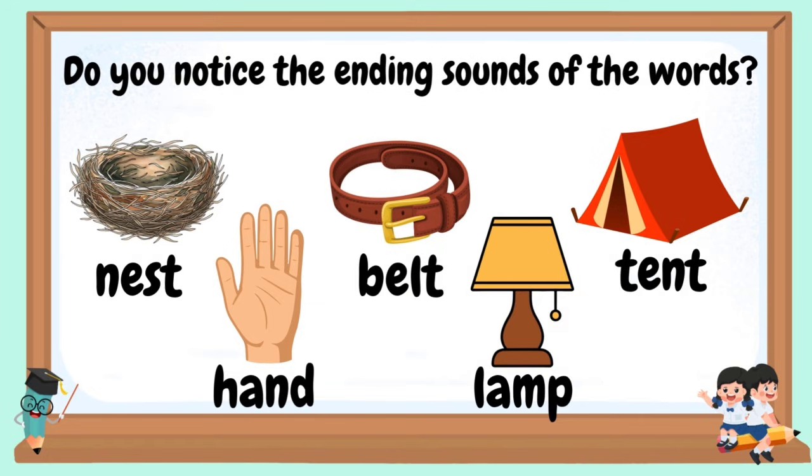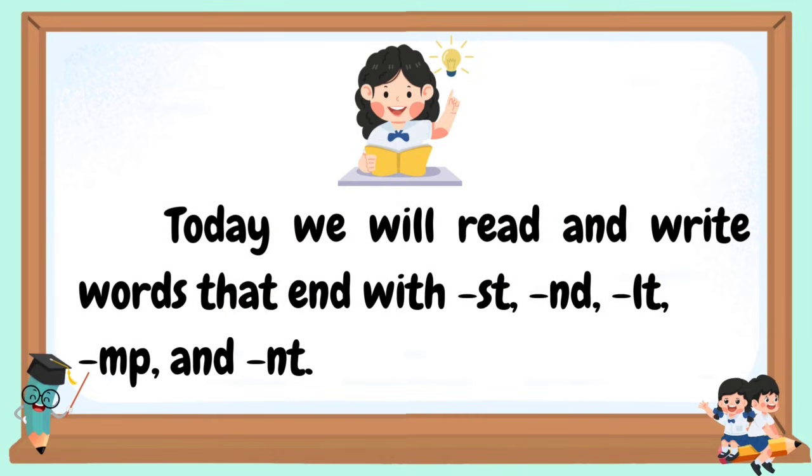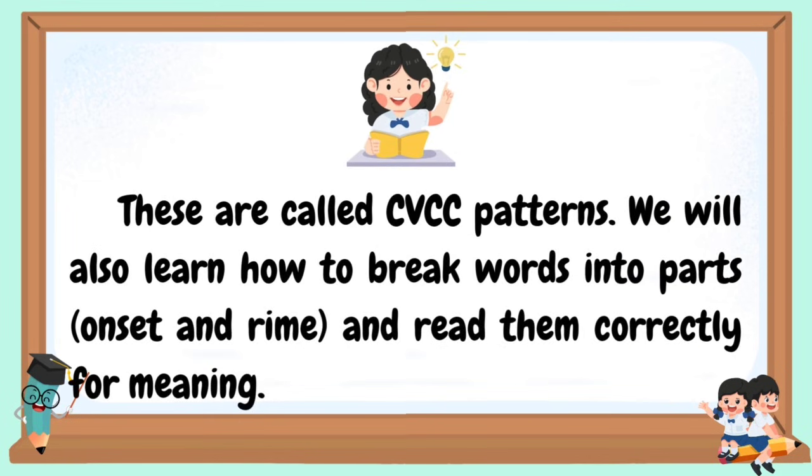Do you notice the ending sounds of the words? Today, we will read and write words that end with st, nd, lt, mp, and nt. These are called CVCC patterns. We will also learn how to break words into parts, onset and rhyme, and read them correctly for meaning.